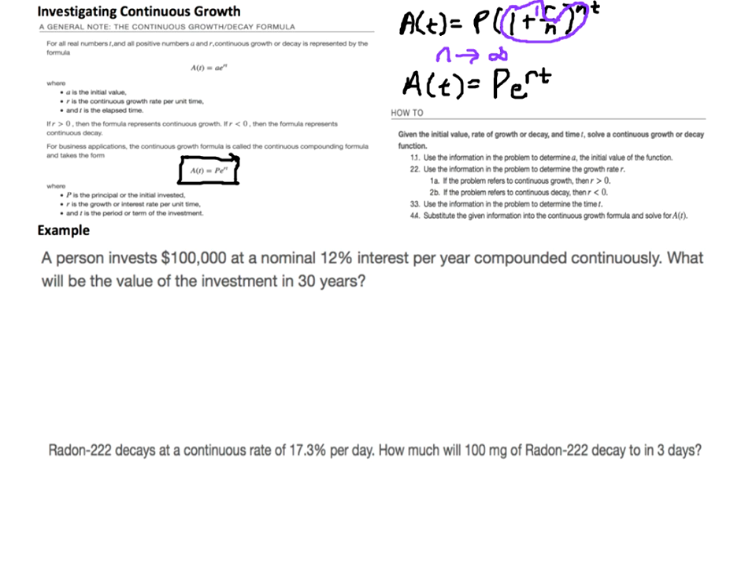Okay, so P is our principal, r is our rate, and t is the period or term of the investment, how long you've invested. So a person invests $100,000 at a 12% interest rate compounded continuously. What will be the value in 30 years?